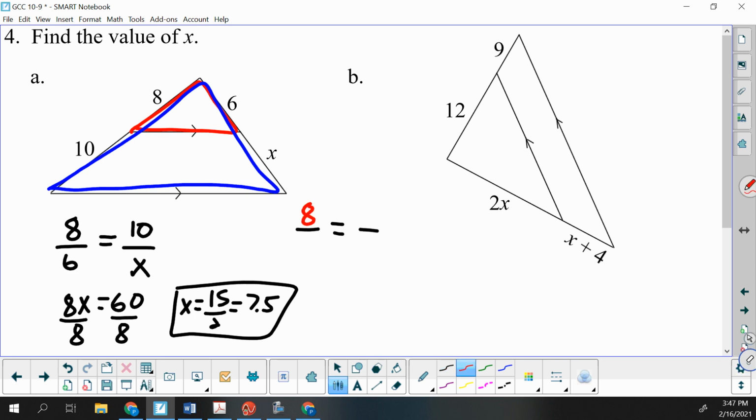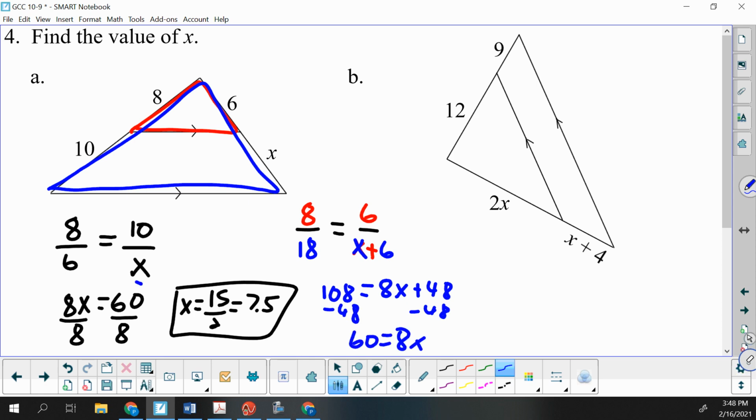you would do 8 in the red matches 18, the whole thing in the blue. You would have 6 in the red matches x plus 6 in the blue. So 6 times 18 would give us 108. 8 would have to distribute to both of those, and that would be 8x plus 48. When you subtract the 48 over, you'd get 60 equals 8x. And notice that's where we were here, so you're going to end up with the same answer. So you could do these triangle ones either as similar triangles or using our new side splitter theorem.